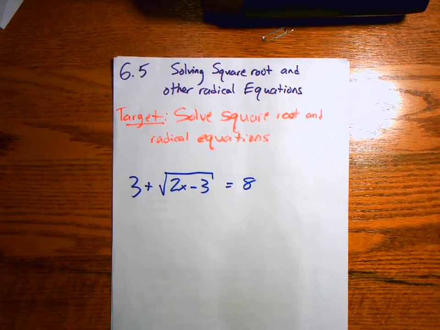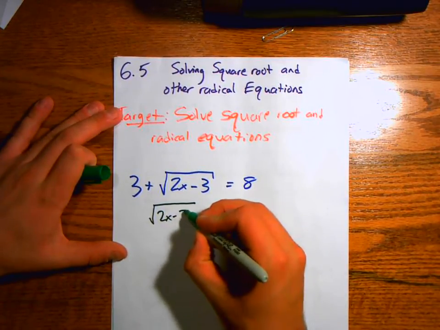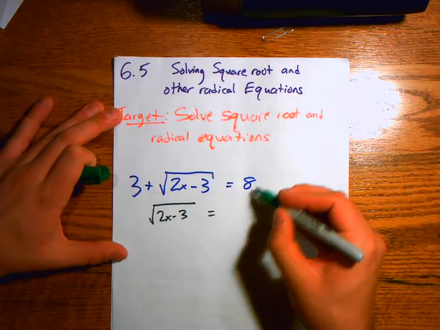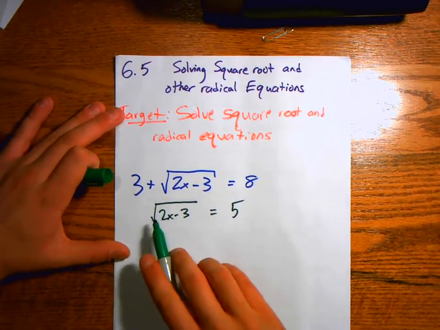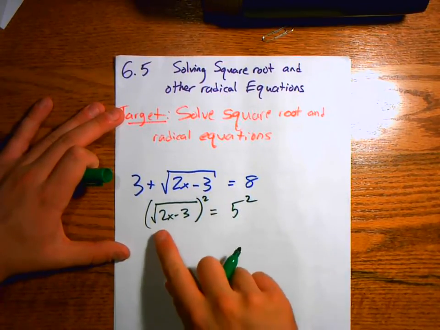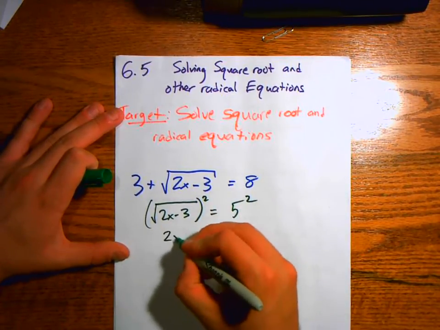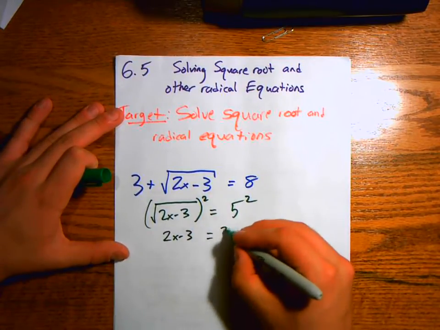We have 3 plus the square root of 2x minus 3 is equal to 8. The very first thing you could do to isolate the radical is to subtract the 3 on both sides. So on the left we have the square root of 2x minus 3, equal to 8 minus 3, which is 5. Then from here, to get rid of the radical, we have to square both sides of our equation. The radical cancels out, so we're left with 2x minus 3 equals 5 squared, which is 25.